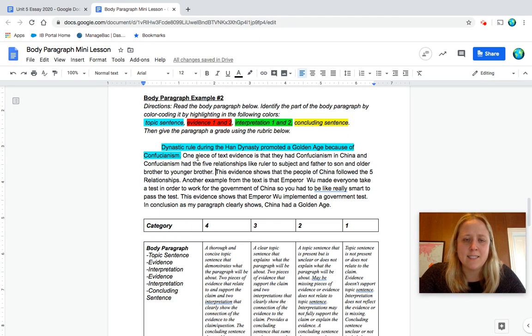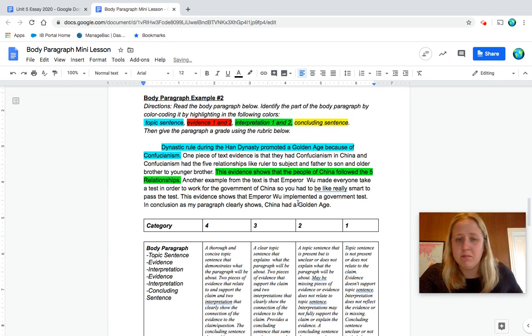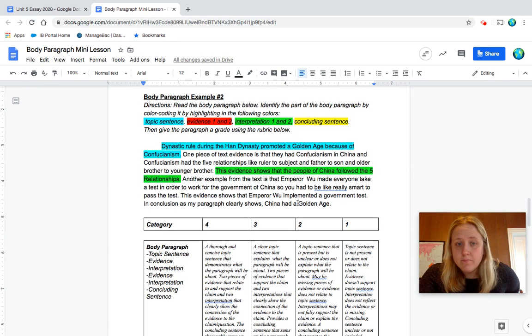So they say this is text evidence, but I don't see any quotation marks. And that doesn't sound like a direct quote to me. They don't have the name of the text. So I'm not even going to highlight that. This evidence shows that the people of China followed the 5 relationships. I guess they're trying to interpret, but all they did was restate.